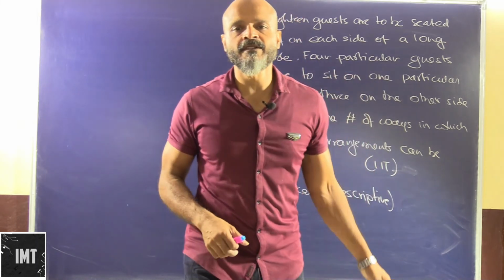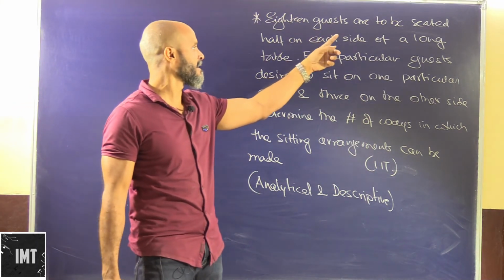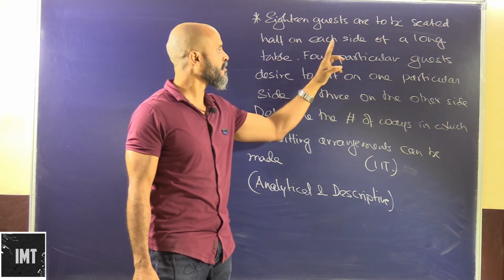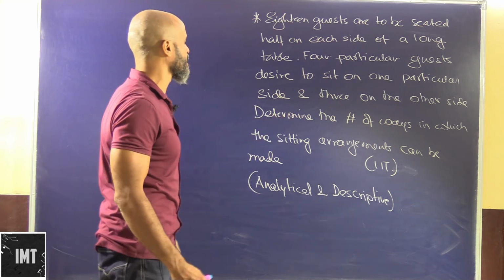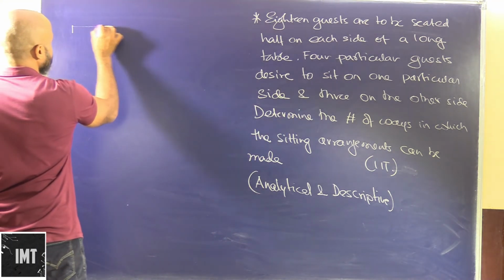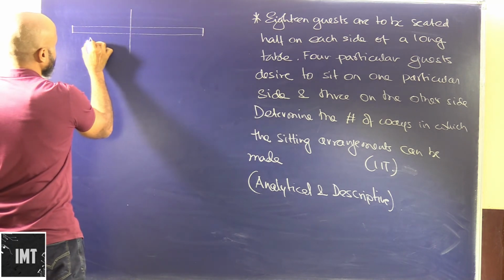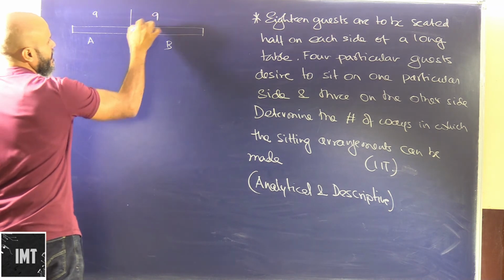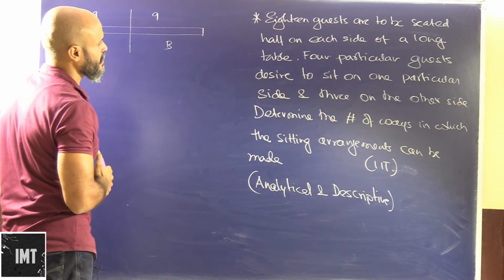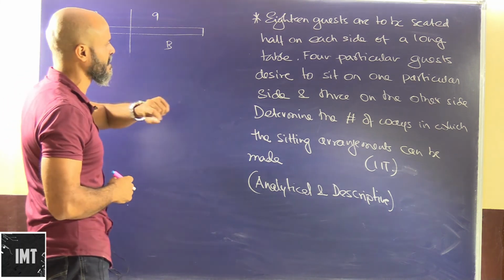Now we have this problem from IIT. 18 guests are to be seated, half on each side of a long table. Let's say this is a long table and we mark the two sides A and B. 9 seats are here and 9 seats are here, so 9 people can sit on each side.